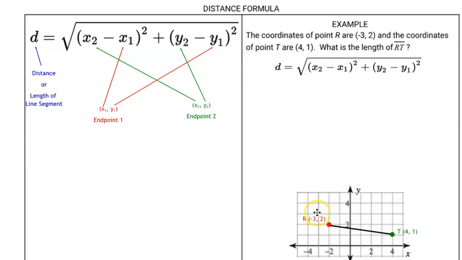It really does not matter, regardless of which way we substitute them into this formula, we're still going to get the same value. I'm going to choose that r is the first and t is the second only because that's the order from left to right. But again, it would not matter which way we plug them into or substitute them into this formula.